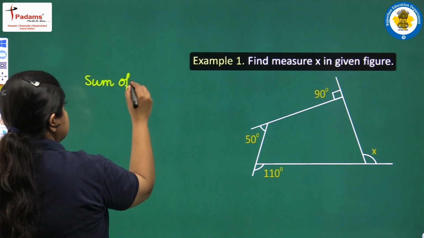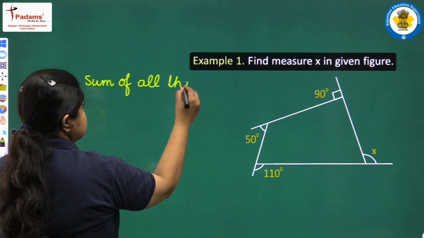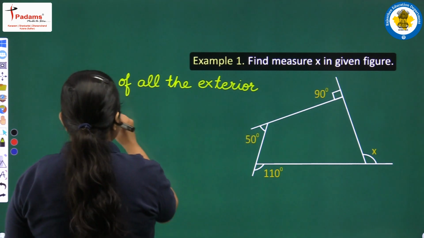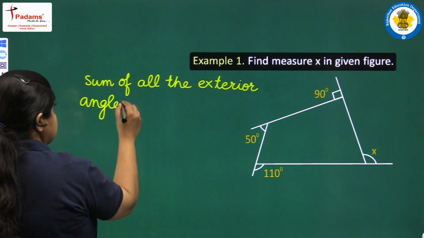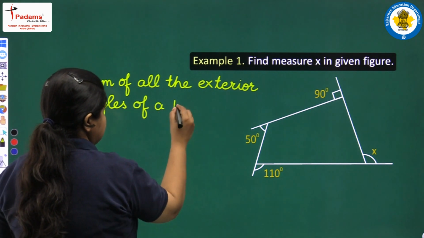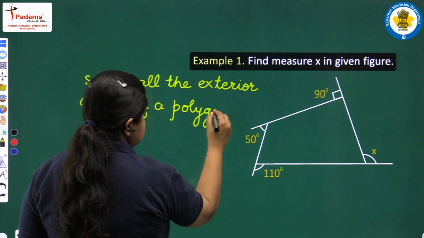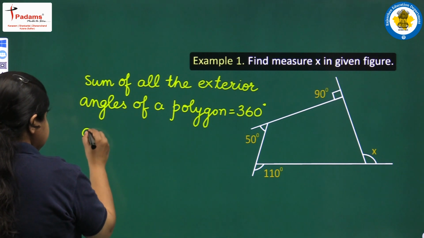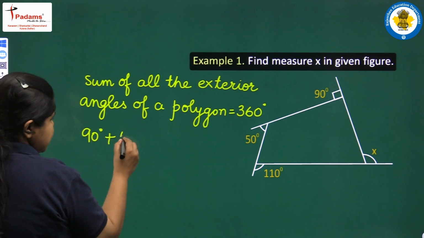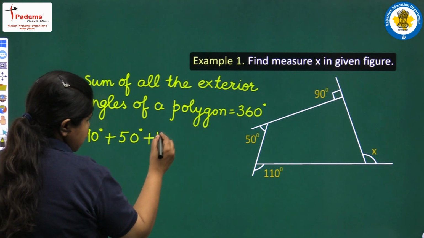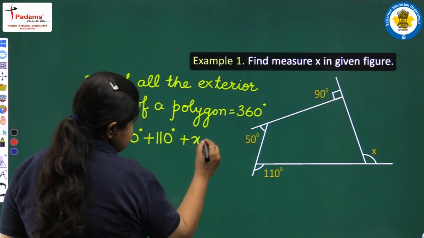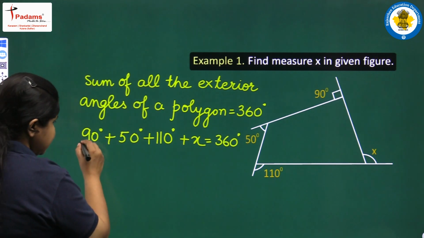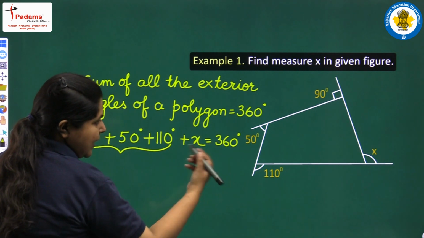the sum of all the exterior angles of a polygon is equal to 360 degree. Now we have the angles 90 degree plus 50 degree plus 110 degree plus x equal to 360 degree. Clear? Now we will add these 3 angles and then send them to the RHS.